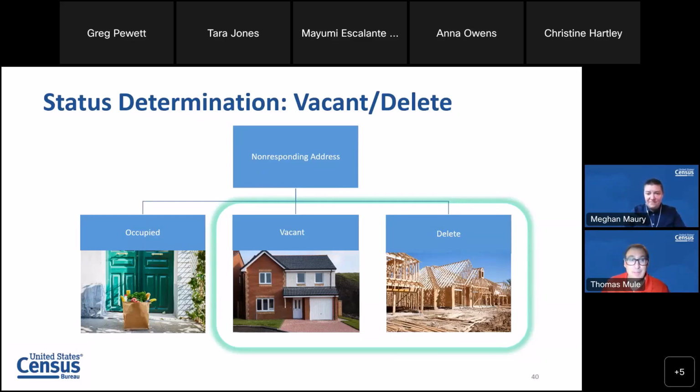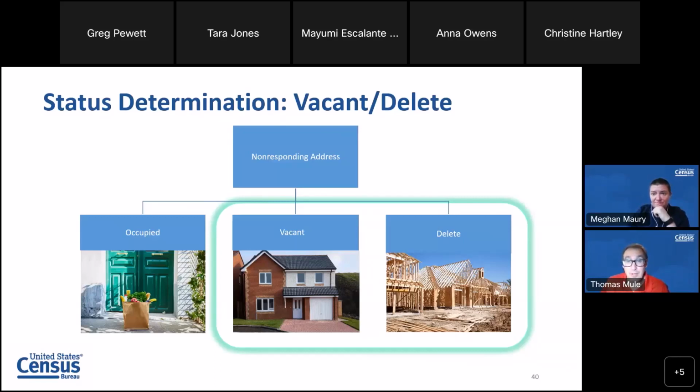So first of all, I'd like to talk about the first bucket: how can we identify addresses that were vacant or did not meet our definition of being a housing unit? For the 2020 census, we did a lot of research leading up to it to see how we can use information that we already had available to identify that an address was vacant or that it was not a housing unit. In the course of doing that, we'd like to mention some of the information that we were able to use to make those determinations.